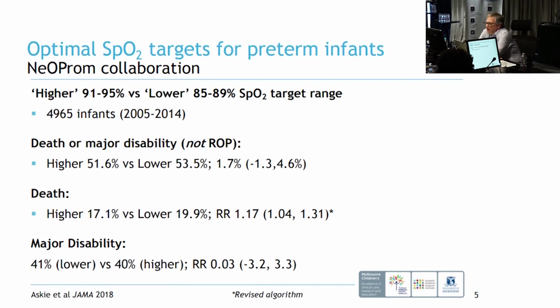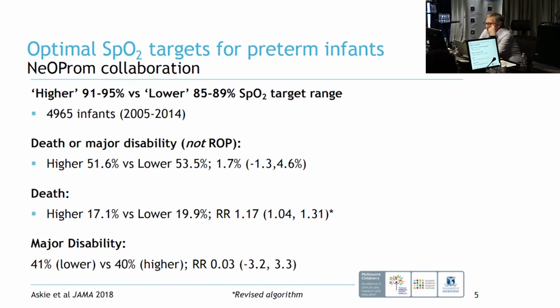So these 3 large randomised controlled trials, or it was really 4, one was divided in 2, all completed at roughly the same time. And when they all started, they all agreed to share their data, which meant that we ended up with one large trial, called the NeoProm trial, which recruited almost 5,000 babies and randomised them to these 2 approaches. And they found that the higher saturation range resulted in slightly less death or major disability, but that was not statistically significant. It was almost a 2% difference, with the confidence intervals crossing 0.